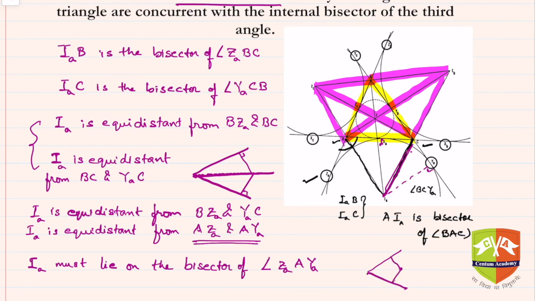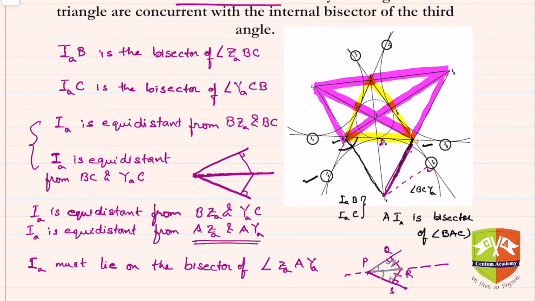Because, again the same theorem, if a point is equidistant from two intersecting lines, and these distances are equal, then this point will lie on the angle bisector. Why? Because if you take these two triangles, let's say P, Q, R, and S, this side is equal to this side, this is 90 degrees, and this side is common. That means these two triangles are congruent, and hence these angles would be equal.